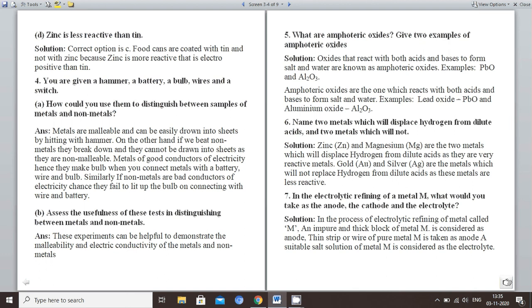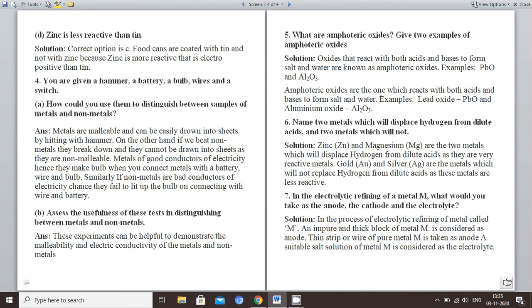In the electrolytic refining of a metal M, what would you take as the anode, the cathode and the electrolyte? The electrolyte will be the same, a solution of the metal M.